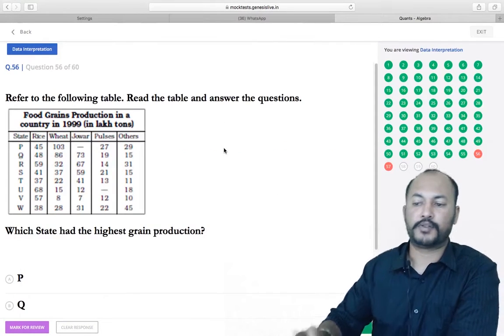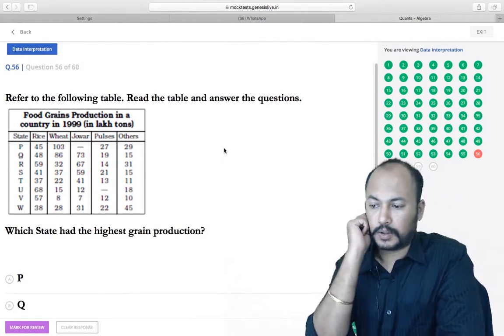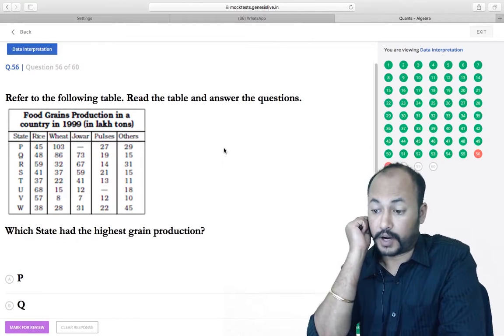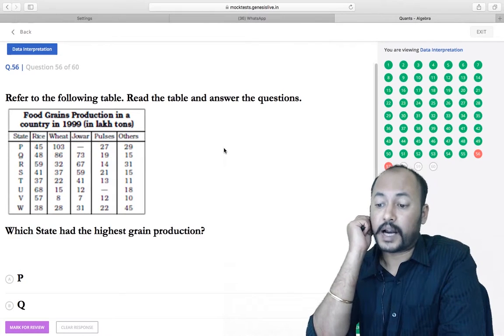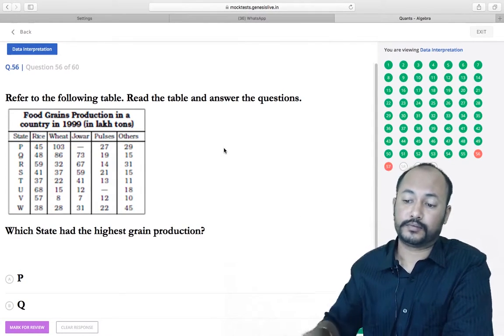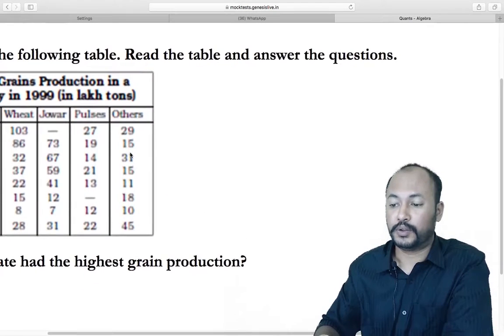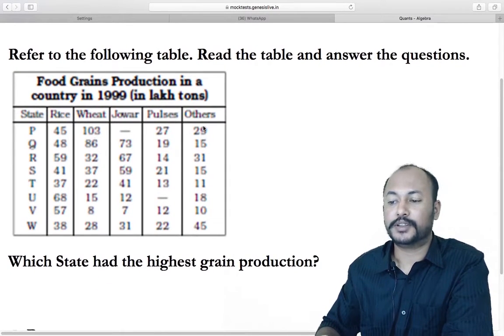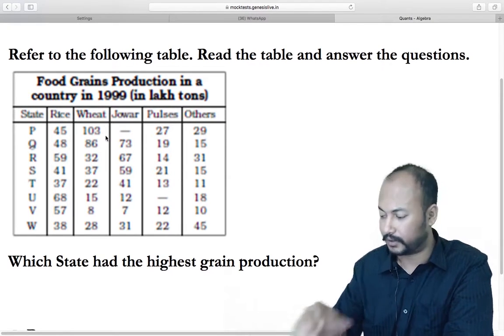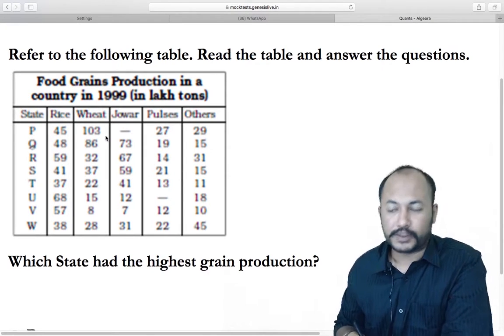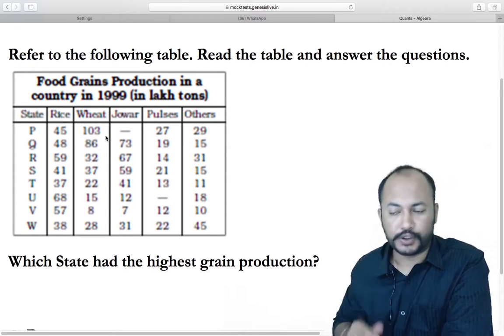All right, question number 56. I was just going through this question. What they have asked is, which state had the highest grain production? Well, see, the moment you look at this question, it's about addition, right? You will have to add all the values for all these and then do it. No, let's not do it that way. It's going to be very time consuming, more than a minute.